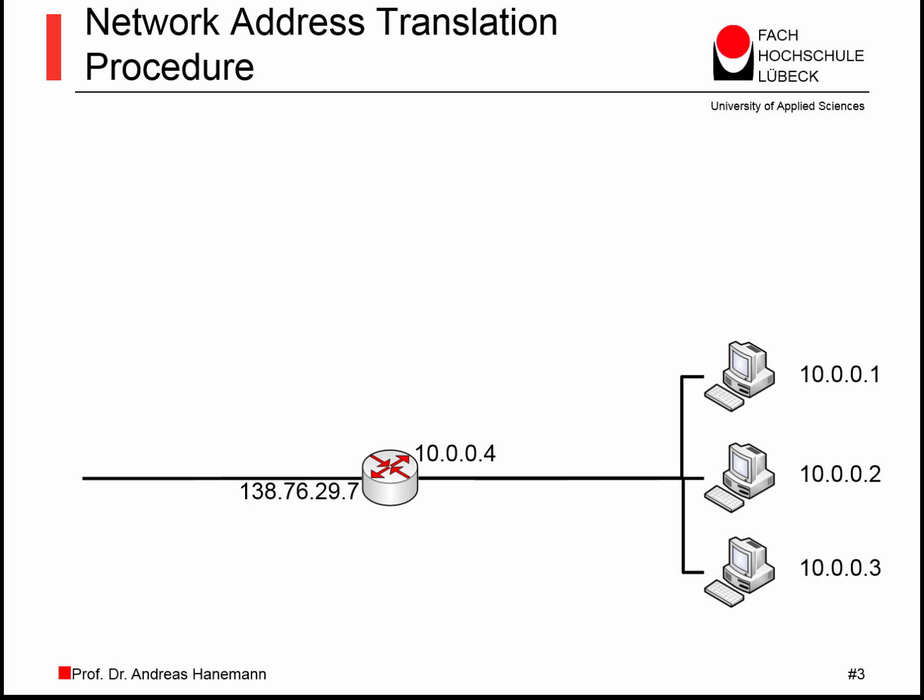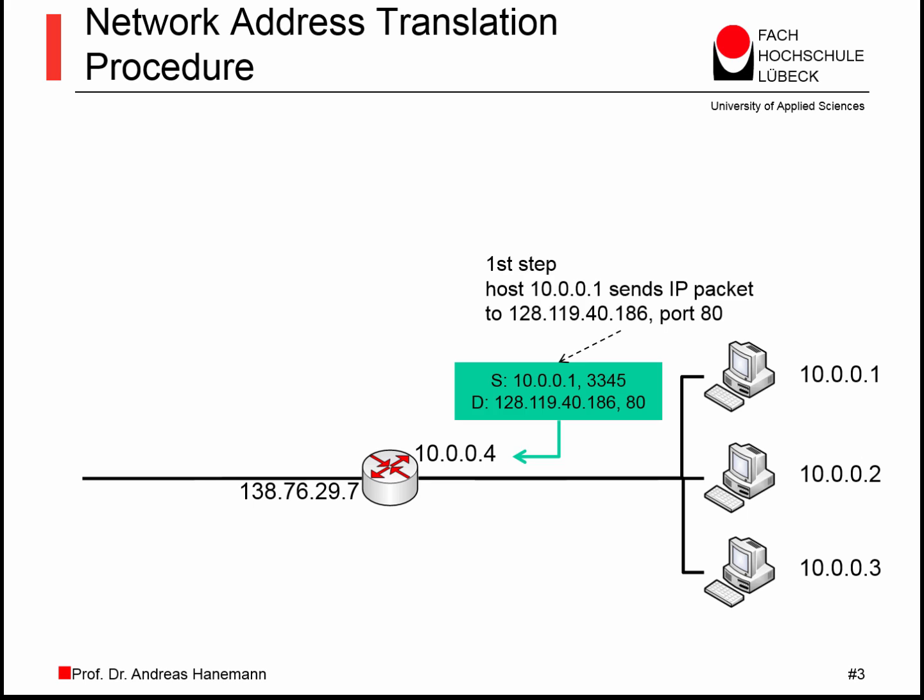Now the host 10.0.0.1 wants to contact a server in the public internet. It sends an IP packet as usual. On the NAT router, it has to be changed because the address 10.0.0.1 is not allowed in the internet. It has to be replaced by the one public IPv4 address 138.76.29.7, which has been assigned by the provider to the NAT router.